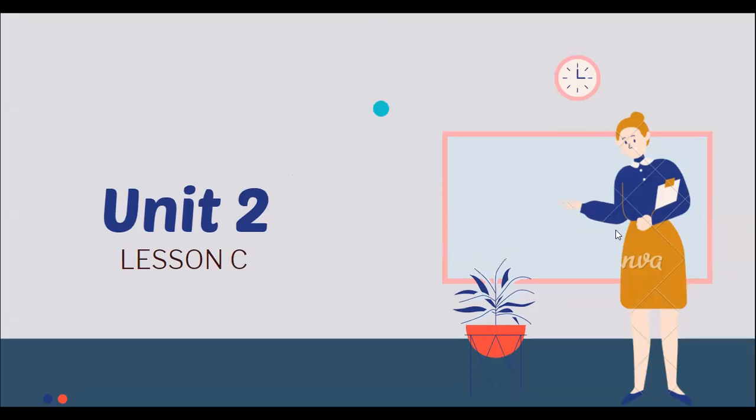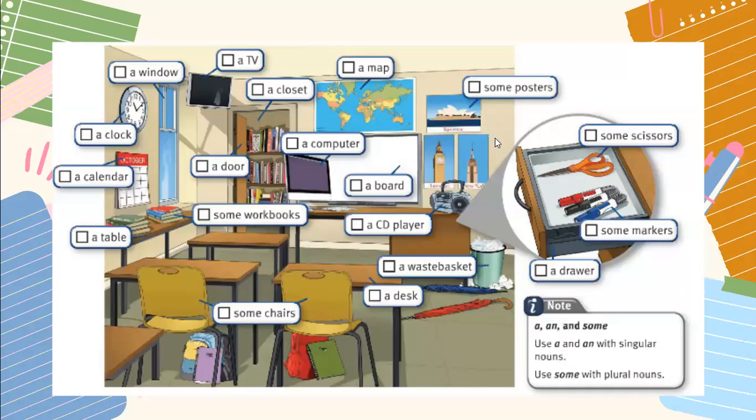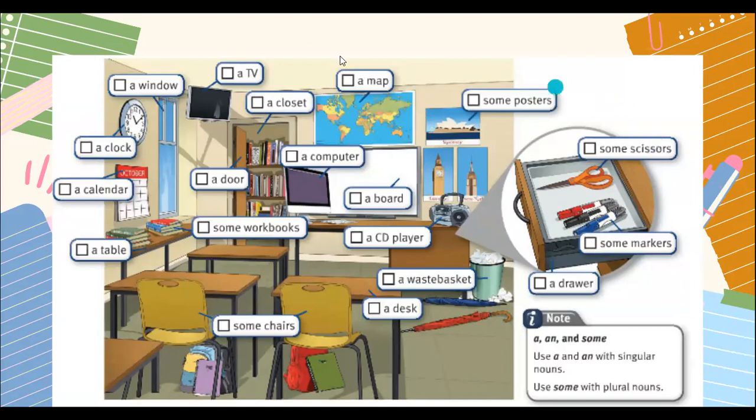Okay. So, let's start. Today we are going to continue studying a little bit of nouns and what we combine with nouns. Here we have some nouns of things that we can find in a classroom. Please open your microphone and repeat after me. We're going to repeat these words that we have on screen. A window. A clock. A calendar. A table.